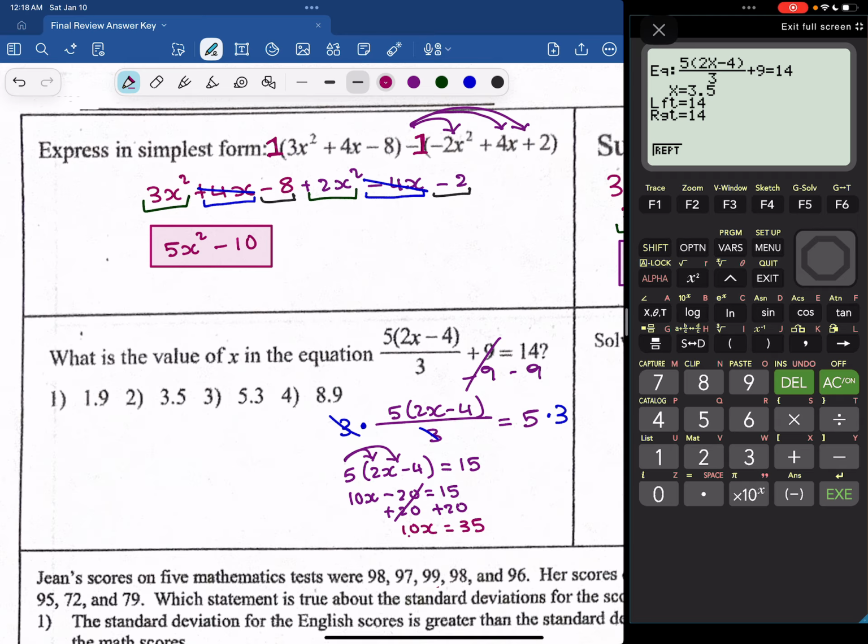We know that our last step here would be to divide both sides by the number in front of x. So we divide both sides by 10. The 10s will cancel out, and we'll be left with x is equal to 3.5. 35 divided by 10 is 3.5. And that is our final answer.